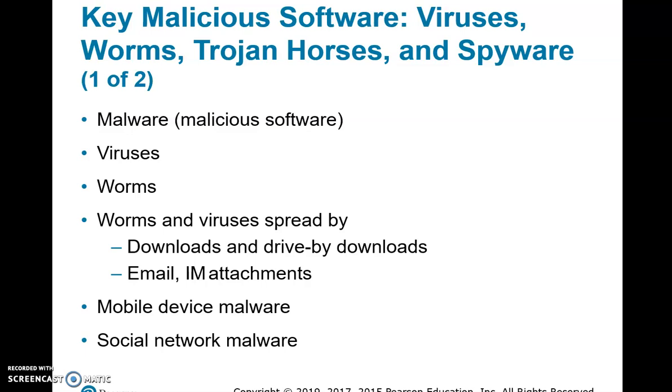So the first thing is malware. Malware, or malicious software, is an umbrella term for a lot of things. Malicious software can include mobile device malware and social network malware. There are multiple other malicious softwares that are being introduced by various people around the world to create problems, to create confusion, and to extract information.